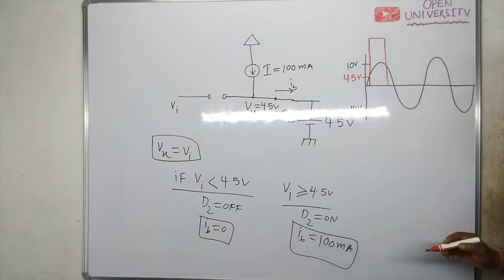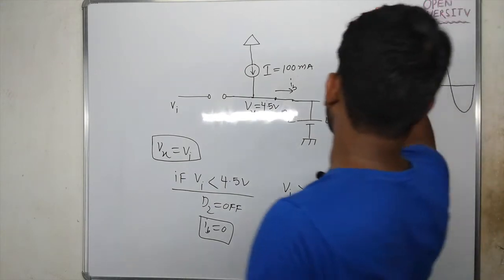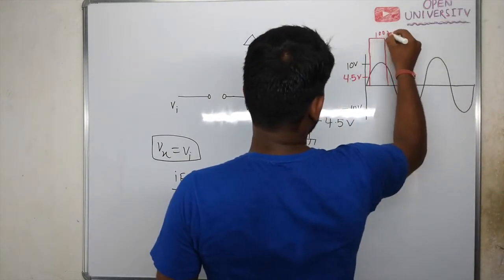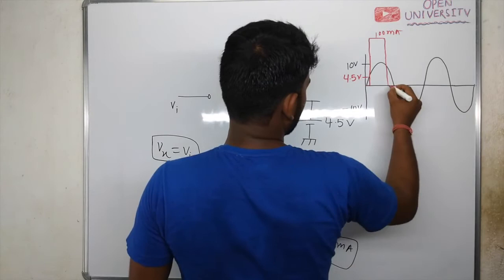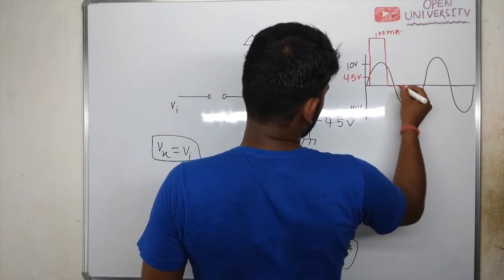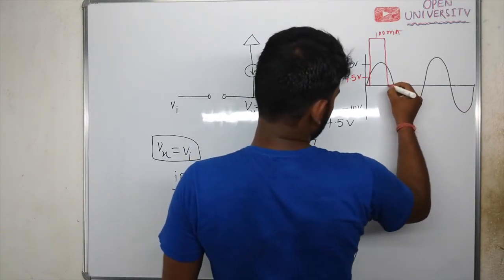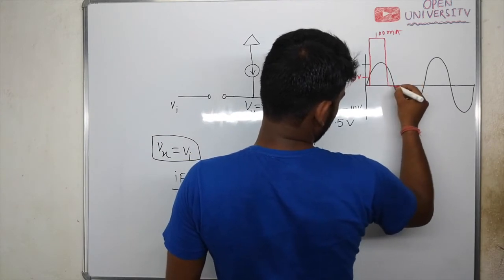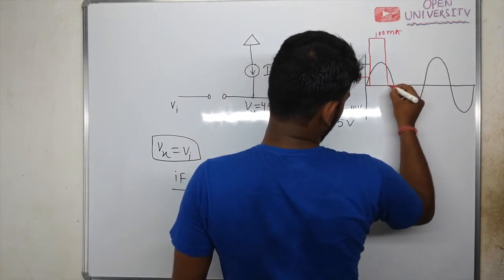This is your 100 milliampere. When input voltage is less than 4.5 volt, IB is 0.